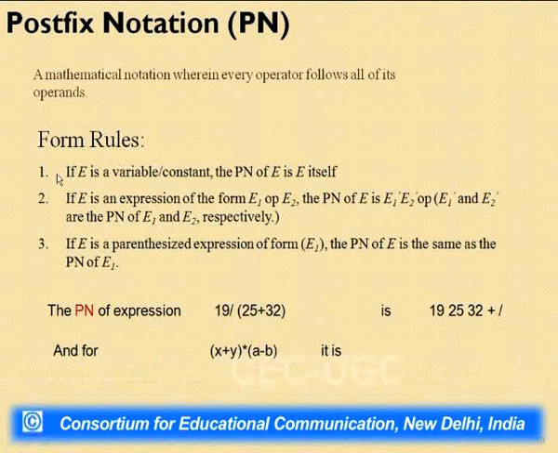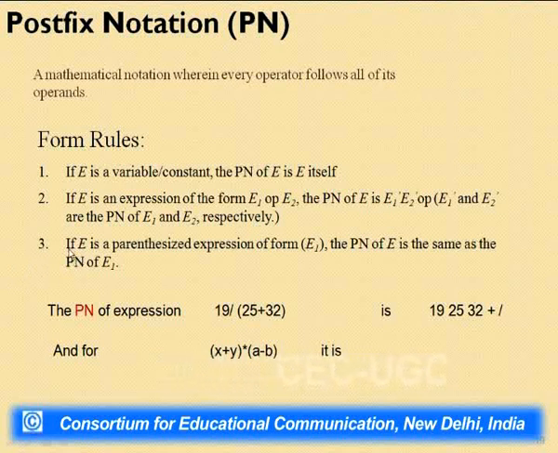So if you simply try to formulate the rule, it will be: if e is a variable or a constant, then the postfix notation of e is e itself. That will be itself again, if it's a constant or a variable. If e is an expression of the form e1 op e2, then the postfix notation of e will be e1 e2 op, as I was saying, the operator will follow the operands. Here e1 and e2 are the postfix notations of e1 and e2 respectively.